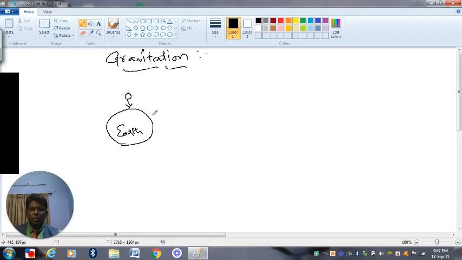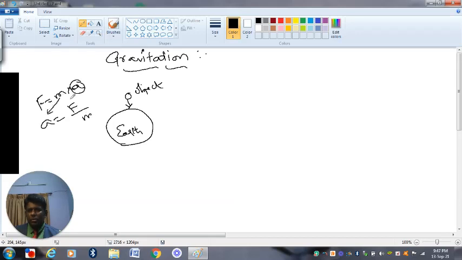You may have a question: why is the Earth not getting attracted towards the object? Because of the mass of the Earth. Since the mass of the Earth is higher and the mass of this object is lesser, this object gets attracted towards Earth. There is a proof for this also. We know that force is equal to mass into acceleration. The acceleration of the object or Earth depends on, see, acceleration is equal to force divided by mass.